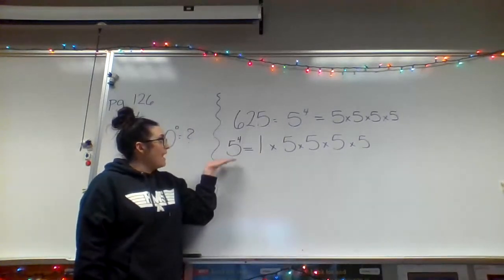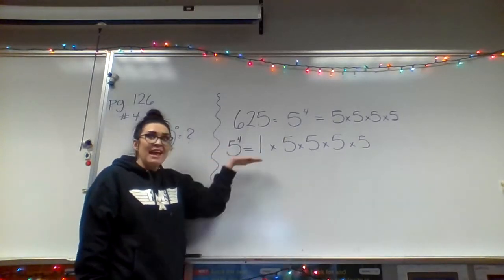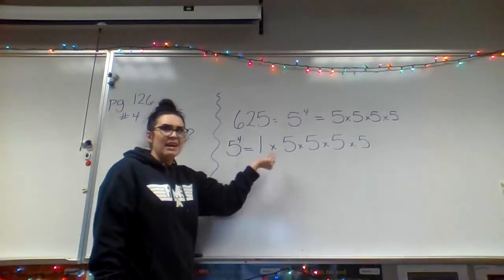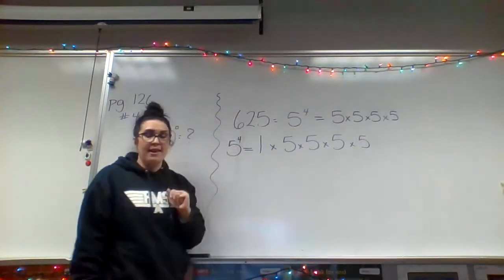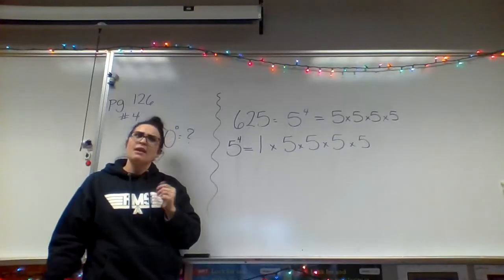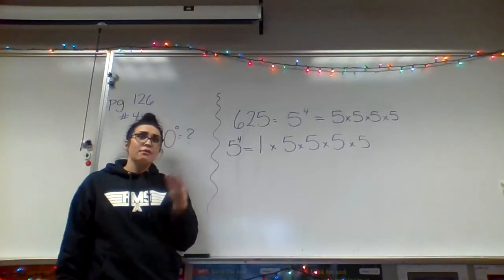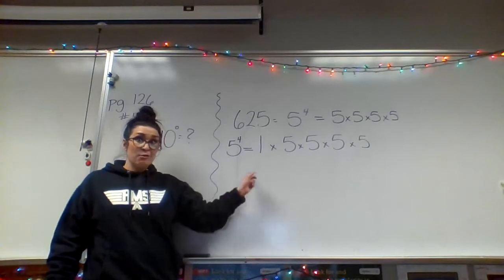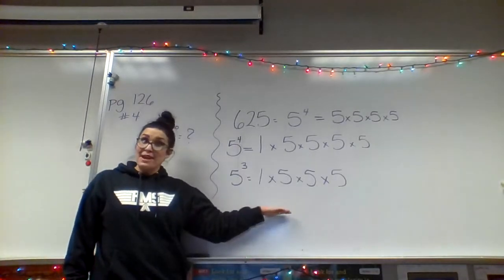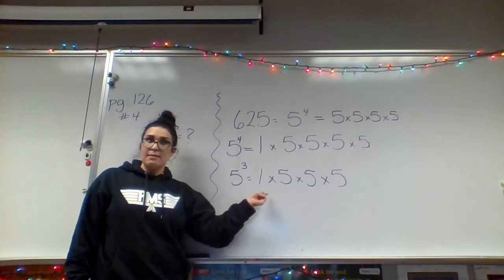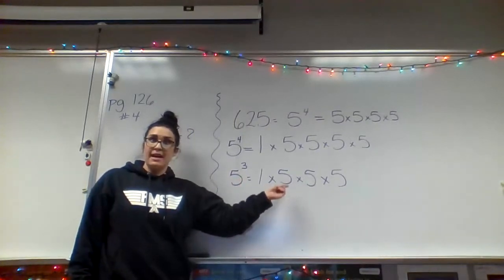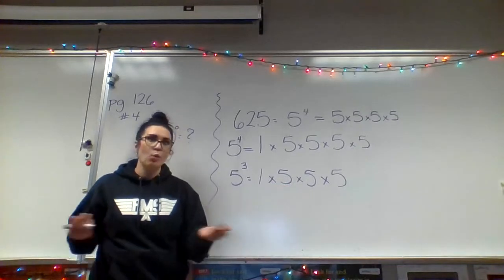So when I have 5 to the 4th power, that's really like saying, hey, I'm taking the number 1 and then I'm multiplying it by 5 4 different times, right? And that gave me 625. So let's see, what if I only had 3 5s? How would I write that using that 1? You could just write it like this: 5 cubed, or 5 to the 3rd power, is the same as 1 times 5 times 5 times 5, and that equals actually 125.